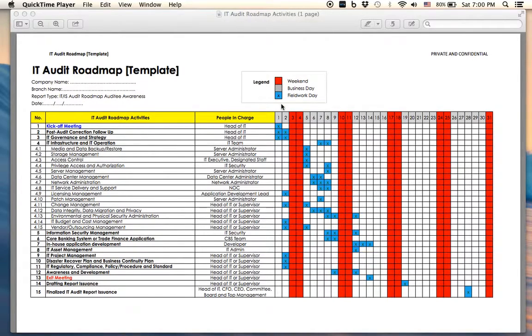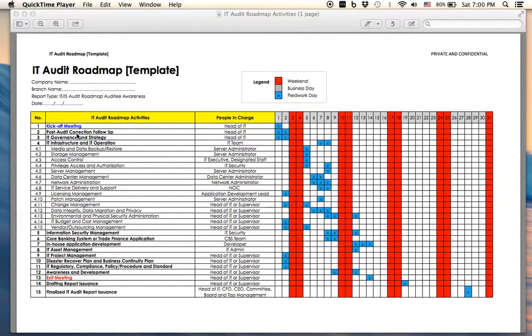This is the legend. What is an indicator will be presented in the calendar. For example, we assume that the month ends on the 31st, from the first until the 31st. So this is the fieldwork day, meaning that the auditor needs to conduct fieldwork activity like checking, checking the sampling, something like that. And this one is a business day. This is a business day. This is a weekend.